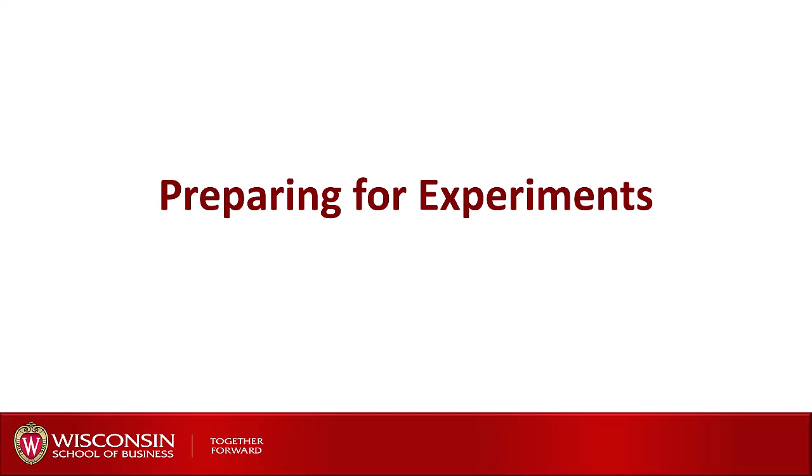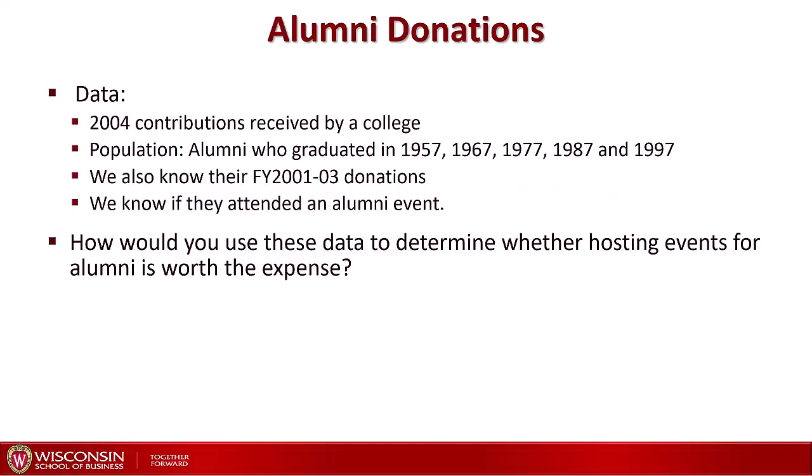In this video, we are going to discuss what elements to consider when you are preparing for your experiment. As a reminder, to illustrate this, we are considering alumni donations. We already have some data. We have the contributions received by a college from alumni in 2004. The population are the groups of alumni who graduated in 1957, 67, 77, 87, and 97.